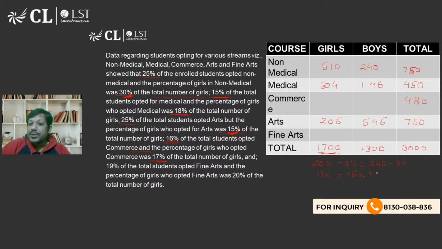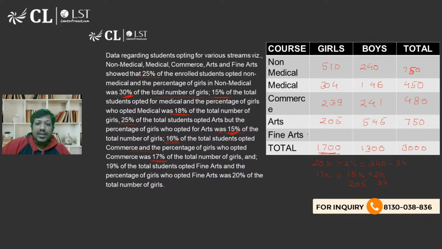Now what is 15%? That is 205. 2% is what? 34. So 205 plus 34 is going to be 239. So this value comes out to be 239. So this value comes out to be 200 and something and 241. So this is what we are going to get.